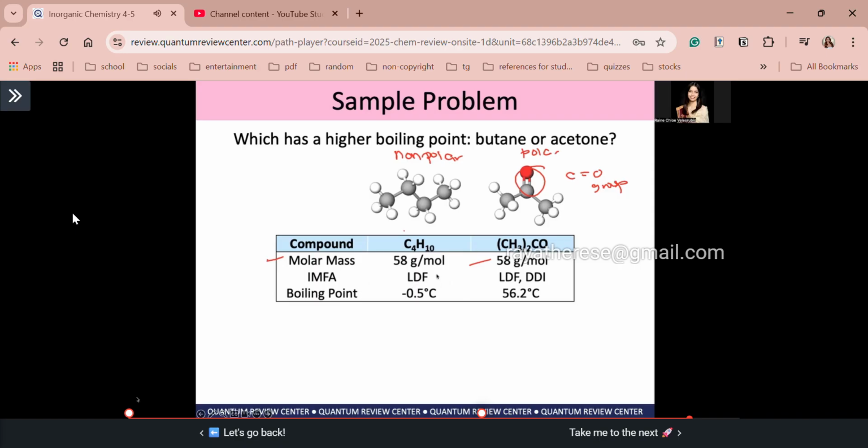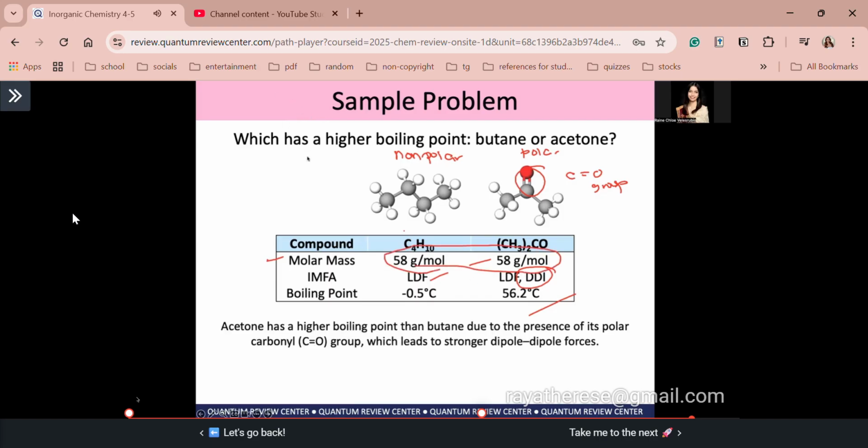Let's check their IMFAs. Butane has London dispersion forces only. Acetone has London dispersion forces and dipole-dipole interactions. That's why acetone has a higher boiling point, because its dipole-dipole forces dominate. I can say this, guys, because the difference in their molar mass is equal or small. Again, the smaller the difference in molar mass, the more the dipole-dipole forces dominate.